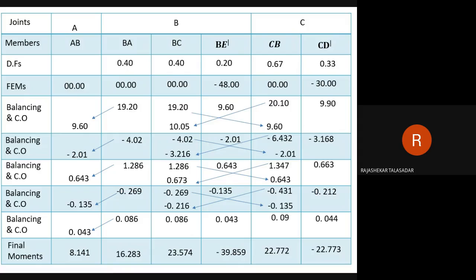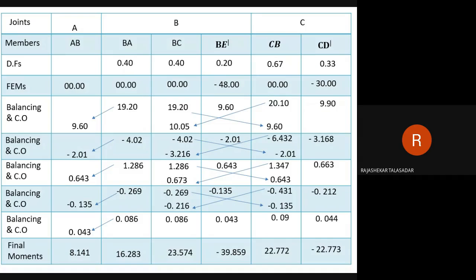So this is 0.643. So balancing moment will be minus 0.643 into 0.67 comes here, minus 0.643 into 0.33 comes here. Carry out this distribution. Okay. So same thing, you need to continue this last cycle. You know that the last cycle ends with balancing and carry over to the extreme end. Here only one extreme end comes because I am taking 50%. So if you do this and sum up, you will be getting 8.141.